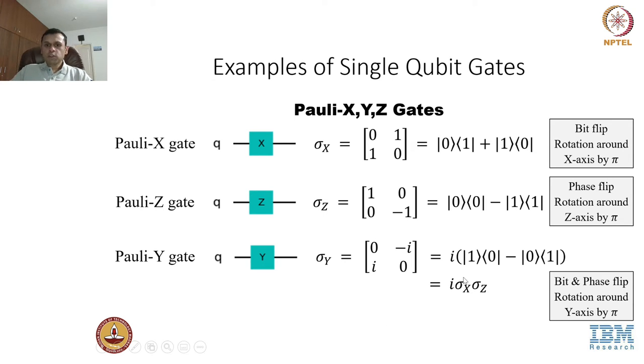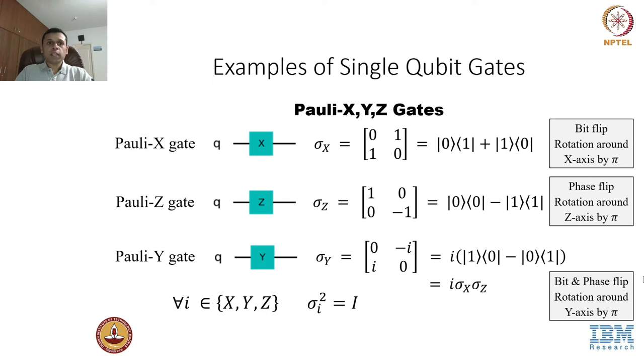So as you may infer by looking at this term, our sigma y gate does the operations of both the x and the z gates. So visually, it's going to rotate any qubit around the y-axis by pi or 180 degrees. And it ends up flipping both the bit and the phase.